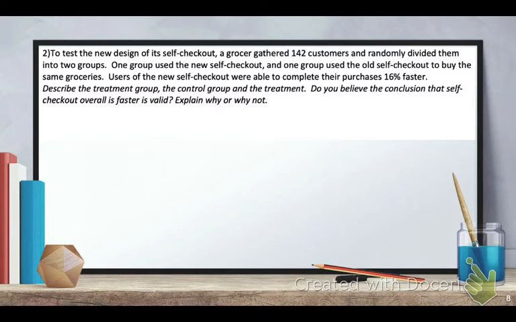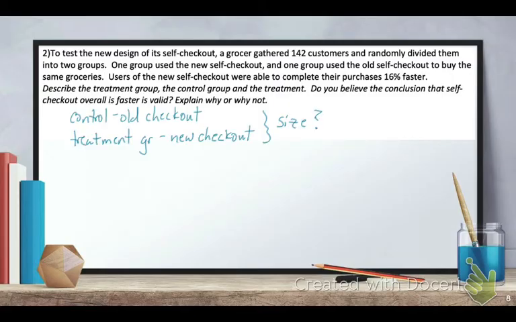To test the new design of its self-checkout, a grocer gathered 142 customers and randomly divided them into 2 groups. One group used the new self-checkout and one used the old self-checkout to buy the same groceries. Users of the new self-checkout were able to complete their purchases 16% faster.